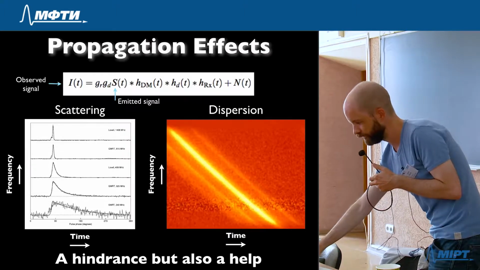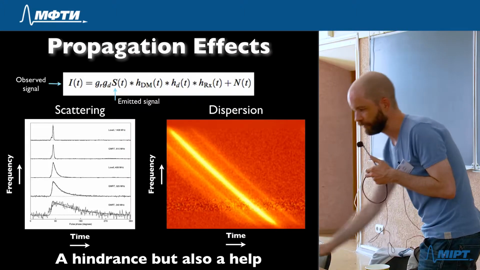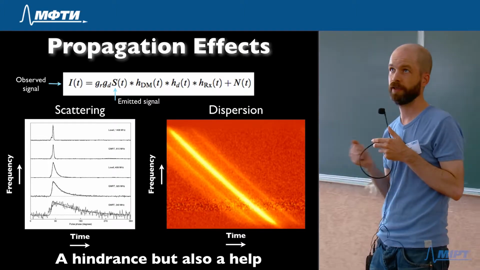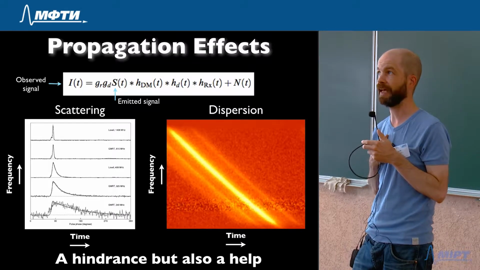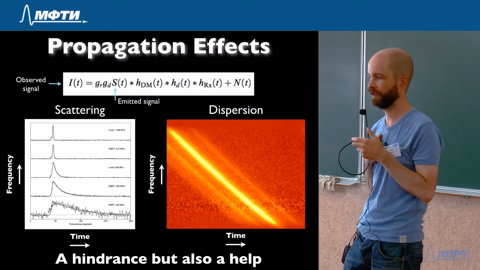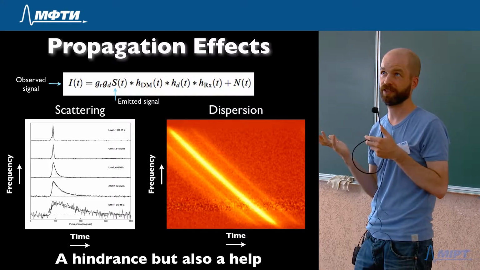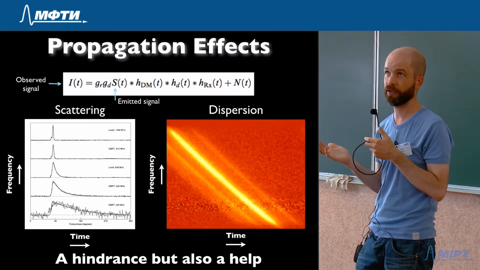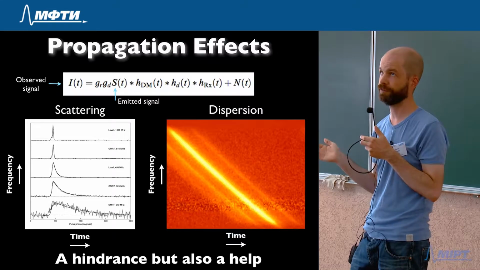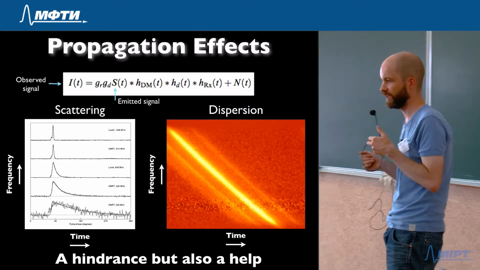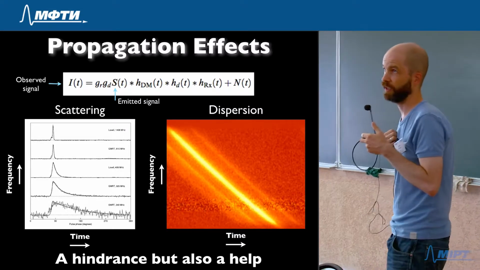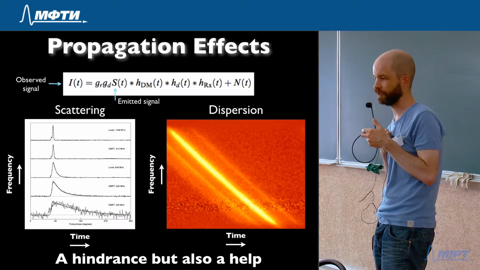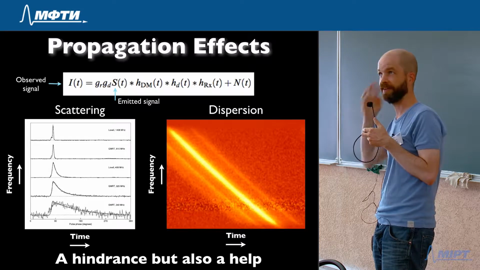And of course, compared to gamma ray bursts, as I mentioned yesterday, the other hurdle we have for radio detections is all these propagation effects. Scattering can wash out signals at low frequencies, so it could be that our low frequency radio telescopes like LOFAR are just never going to find fast radio bursts because they're washed out by scattering. Dispersion means that we need to search over an extra parameter space to detect signals at all. And this is a hindrance.